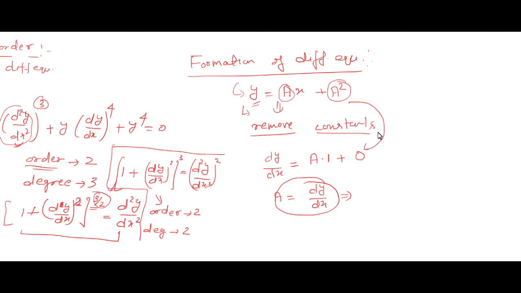So from here you got a equal to dy by dx. Now you can remove a by using equation number 2. So if you put the value of a in equation first, you will get y equal to x into dy by dx plus (dy by dx) whole square.